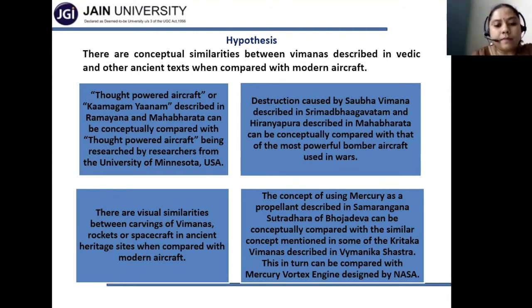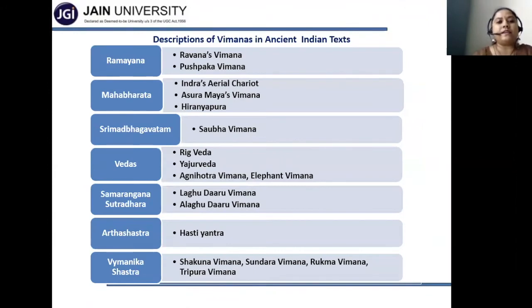Another interesting topic which I had to take was the concept of using mercury as a propellant described in Samarangana Sutradhara of Bhojadeva, which can be conceptually compared with a similar concept mentioned in some of the Kritaka Vimanas described in Vaimanika Shastra. Mainly there are four types of Kritaka Vimanas which are explained in detail in Vaimanika Shastra. In one of the Vimanas they have told about mercury being used as propellant. Even Bhoja Raja in his Samarangana Sutradhara has described Alagudaru Vimana, which uses mercury as a propellant. Both of these can be compared with the Mercury vortex engine designed by NASA. So I took these four hypotheses and proceeded with my research.